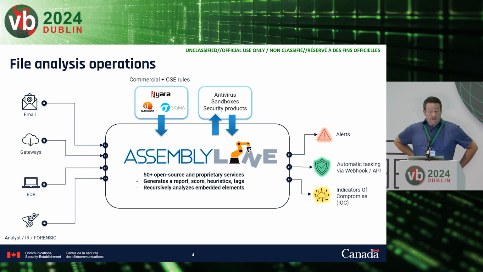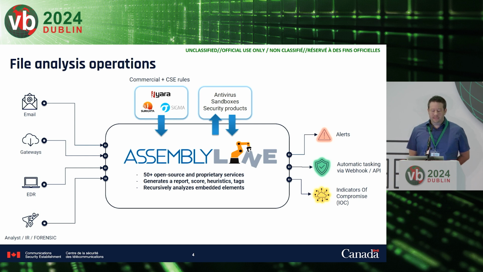So the files come from a number of sources that can be email gateways, web or internet gateways, EDR products, and also supporting analysts and forensic teams that are getting binaries from other places or when they are performing analysis. So that is millions of files every day for the government of Canada, so the system has to scale.